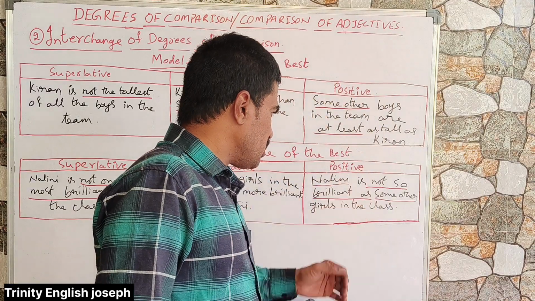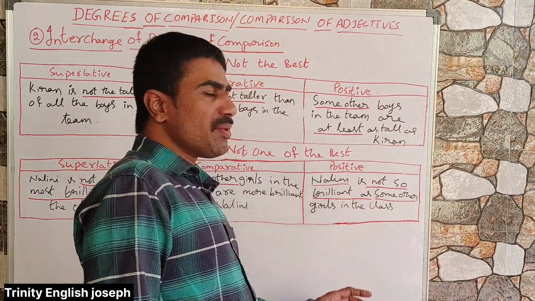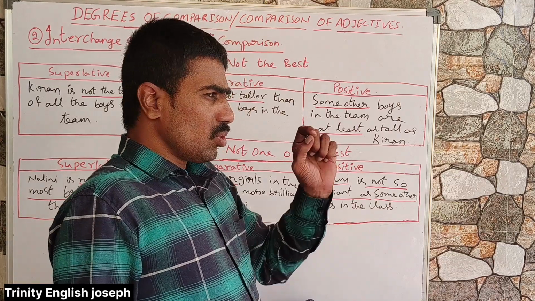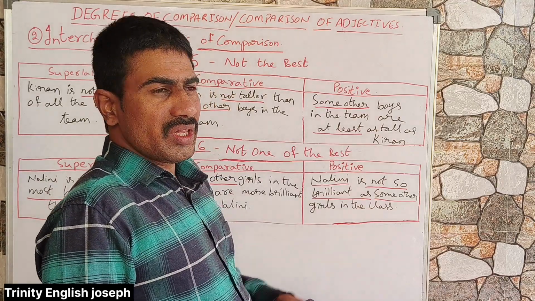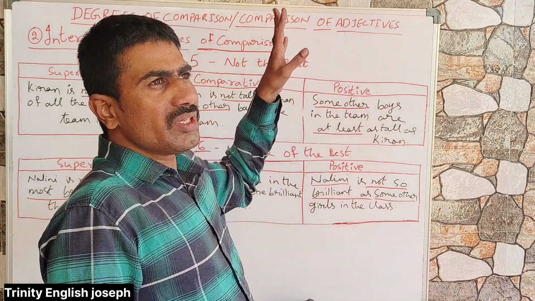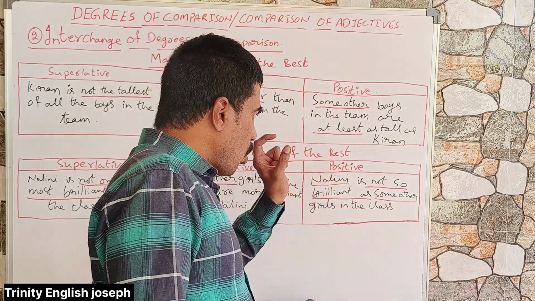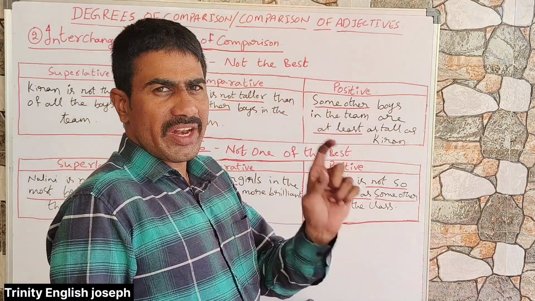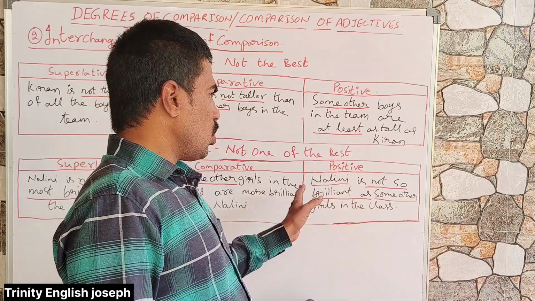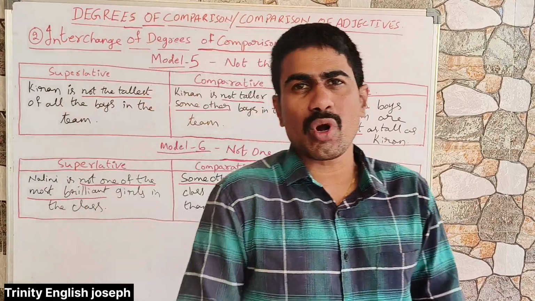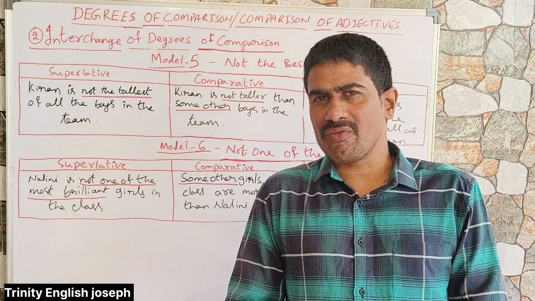Coming to the positive, Nalini is not so brilliant as some other girls in the class. Students, please remember one thing here: all other models start directly with some other, no other, very few. This is the only model which directly starts with a noun. So this is easier for us to remember these models. These are the 6 models of interchange of degrees of comparison. So this is the end of the degrees of comparison.